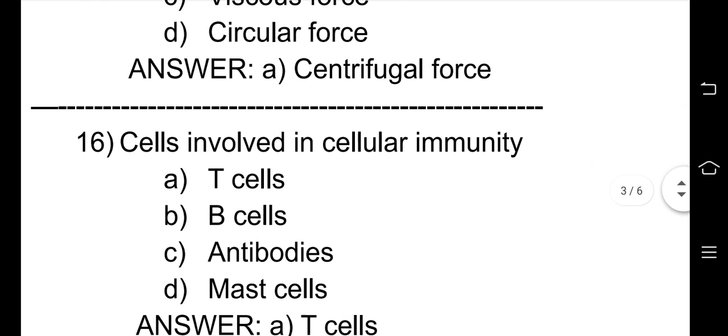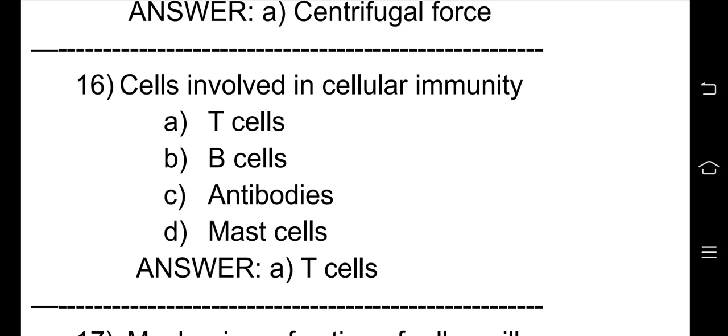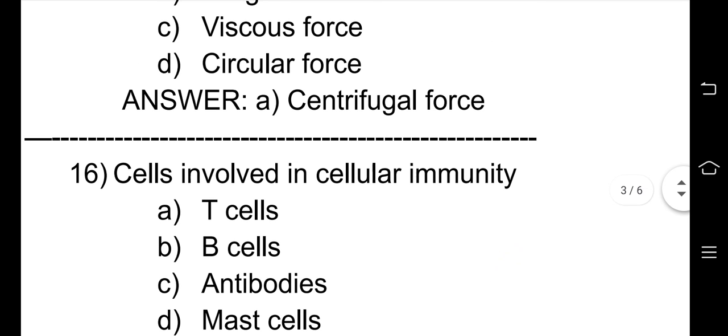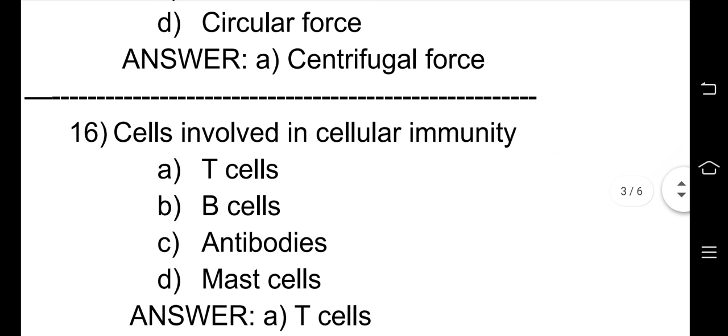Next, 16th question. Cells involved in cellular immunity. Already we have seen about the humoral immunity. So humoral immunity is an antibody mediated immunity and the cells involved in humoral immunity are B cells and antibodies. And here they have asked about the cellular immunity. So cellular immunity is a cell mediated immunity. We can see some options. Option A T cells, option B B cells, option C antibodies and option D mast cells. The correct answer is option A T cells.